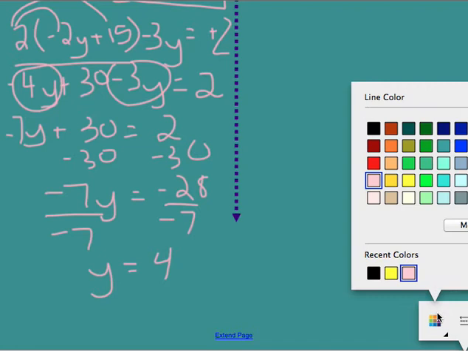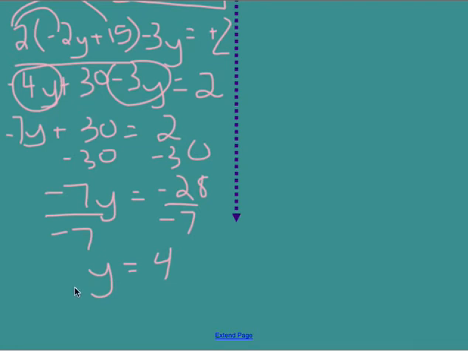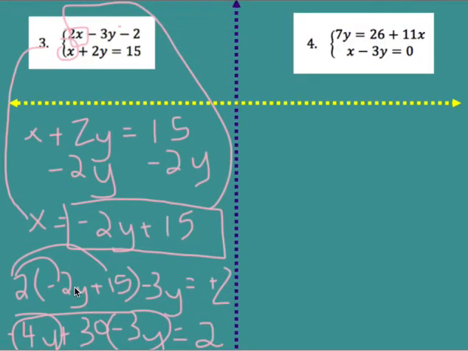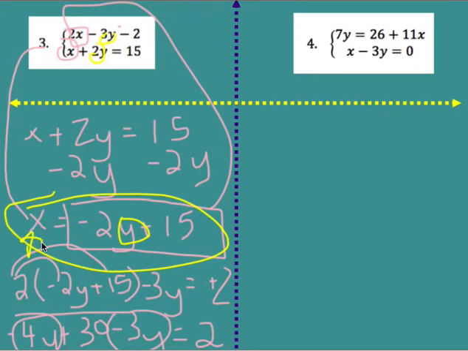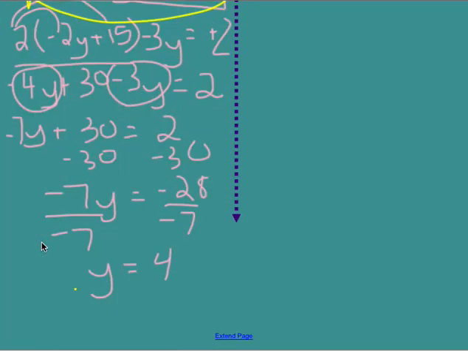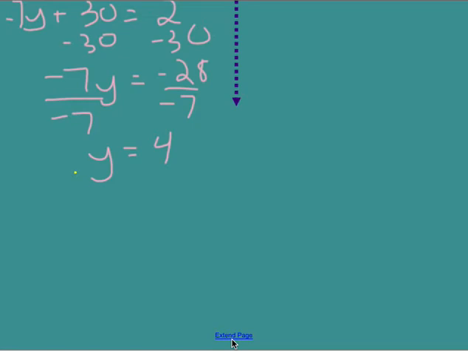So now I need to substitute that back in to get my x. When I go back up to the original problem, I could plug it into either one of these, and it actually doesn't matter. I suggest plugging it into this one because it's already solved for your x. It saves you some time, but really it doesn't matter which one you plug it in for.